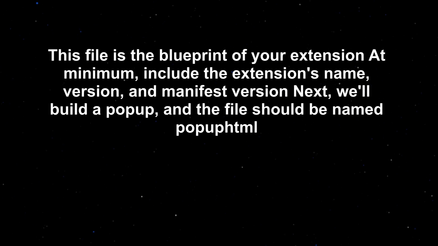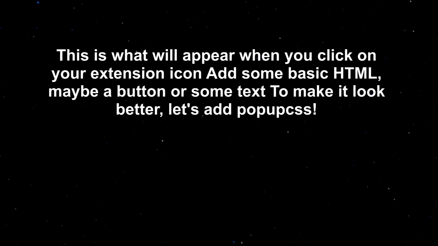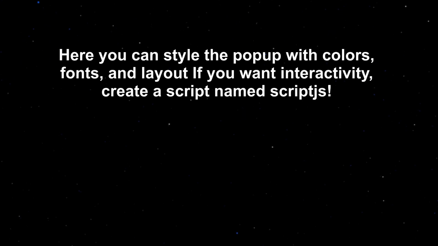Next, we'll build a pop-up, and the file should be named popup. This is what will appear when you click on your extension icon. Add some basic HTML, maybe a button or some text. To make it look better, let's add popup CSS. Here you can style the pop-up with colors, fonts, and layout.